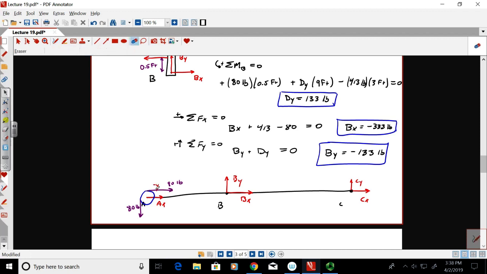In fact, had we figured some things out here, we could have said, you know what? I don't want to include the pulley. Oops. I want to include the pulley and have it like this. And now, if I took some moments about point B, could I figure out CY? Sure. If I took some moments about point C, could I figure out BY? Sure. Right? See, there's different ways to do this.